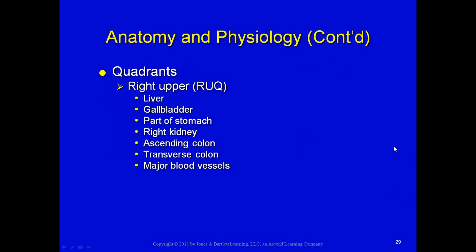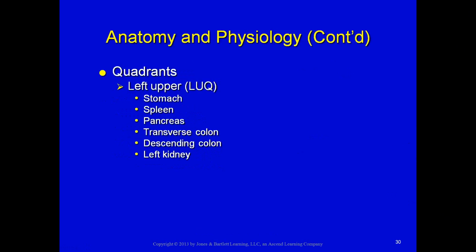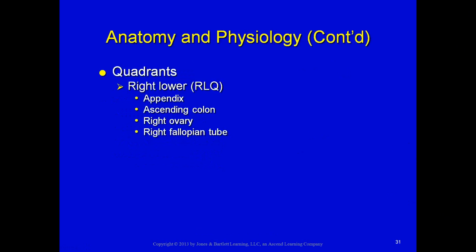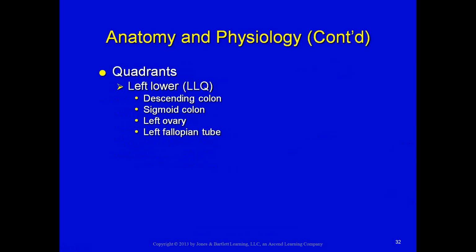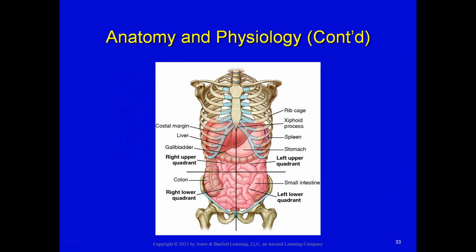Now we've all been taught the abdomen is divided into 4 quadrants. The right upper quadrant houses the liver, the gallbladder, part of the stomach, the right kidney, the colon, and major blood vessels. And then the left upper quadrant, you've got the stomach, the spleen, the pancreas, more colon, and the left kidney. The right lower quadrant, you have the appendix, more colon, the ovaries and fallopian tubes. And in the left lower quadrant, you have colon and the ovary and the fallopian tubes as well.